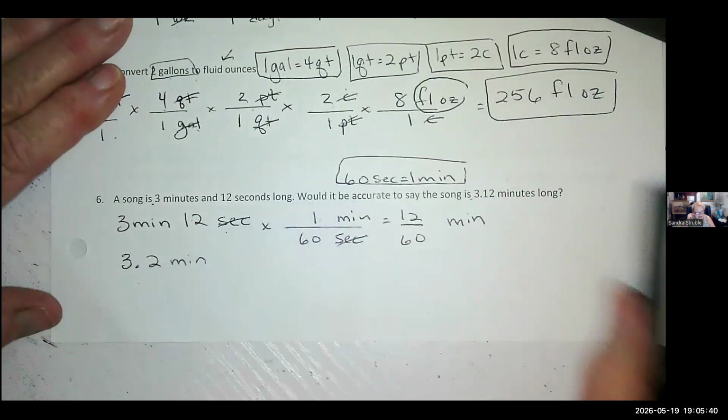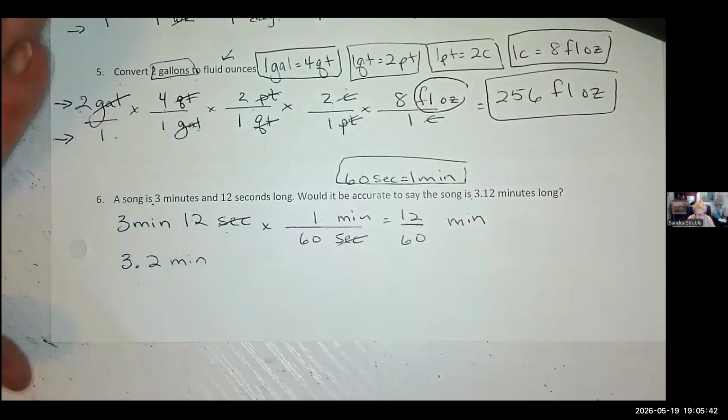In any class you take in college, I promise you, I'm telling you the truth, the professor only wants you to answer the question. I'm providing you the question: would it be accurate to say that the song is 3.12 minutes long? No, that would not be accurate to say, because the song isn't 3.12 minutes long. The song is 3.2 minutes long. So that is what you need to say.